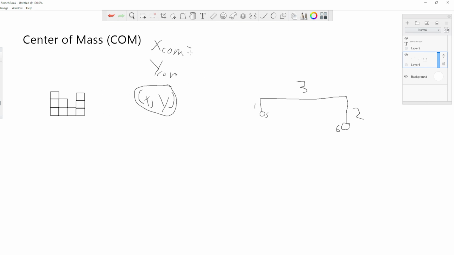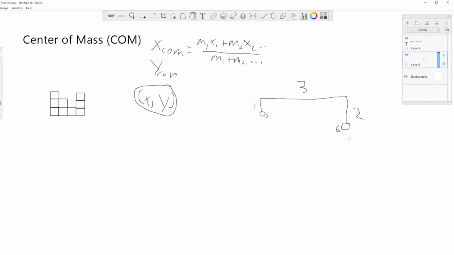Both of these follow pretty much the same equation. You've got your mass of one object times its position, its X position in this case. And then you keep on adding your second mass times its X position, and so on. And the bottom is just going to be the total mass of the object.